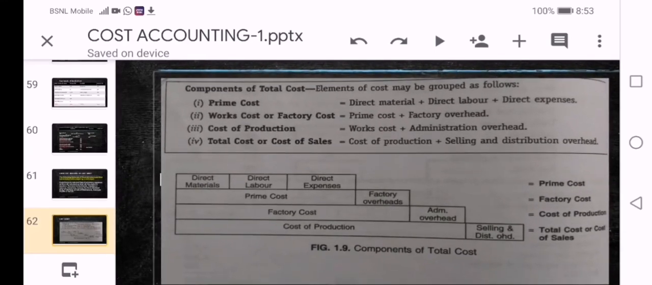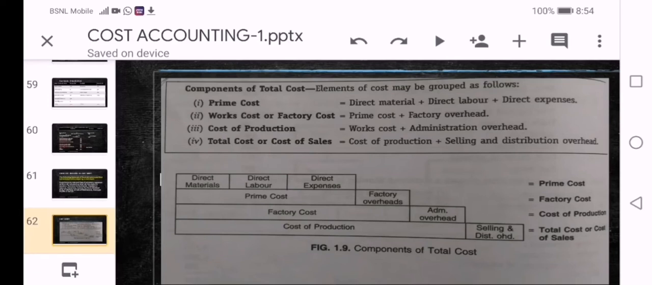Now what we learnt so far is again shown in the form of a statement for better understanding here, as there was a zigzag appearance on the screen. I am showing this also. Prime cost is equal to direct material, direct labor and direct expenses. Once prime cost is available, you can go for the addition of factory expenses. Once you add all the factory overheads to the prime cost, you will get factory cost, which is also known as work cost.